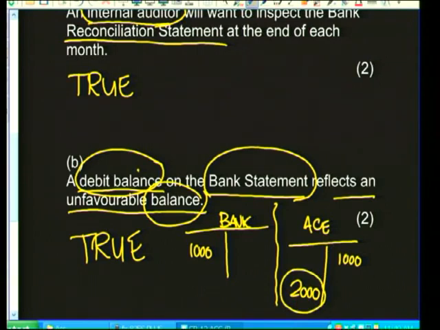What is the bank saying? The bank is saying that Ace Traders owes us 2,000 rand. So a debit balance is definitely an unfavorable balance. Okay, now, when you receive your bank statement at the end of the month, what balance would you like to see on it? Remember, it's the bank statement. So what balance would you like to see? Definitely a credit balance. Why? You want to see that you have money in your bank account. Got that? Okay, let's move on. Next question.